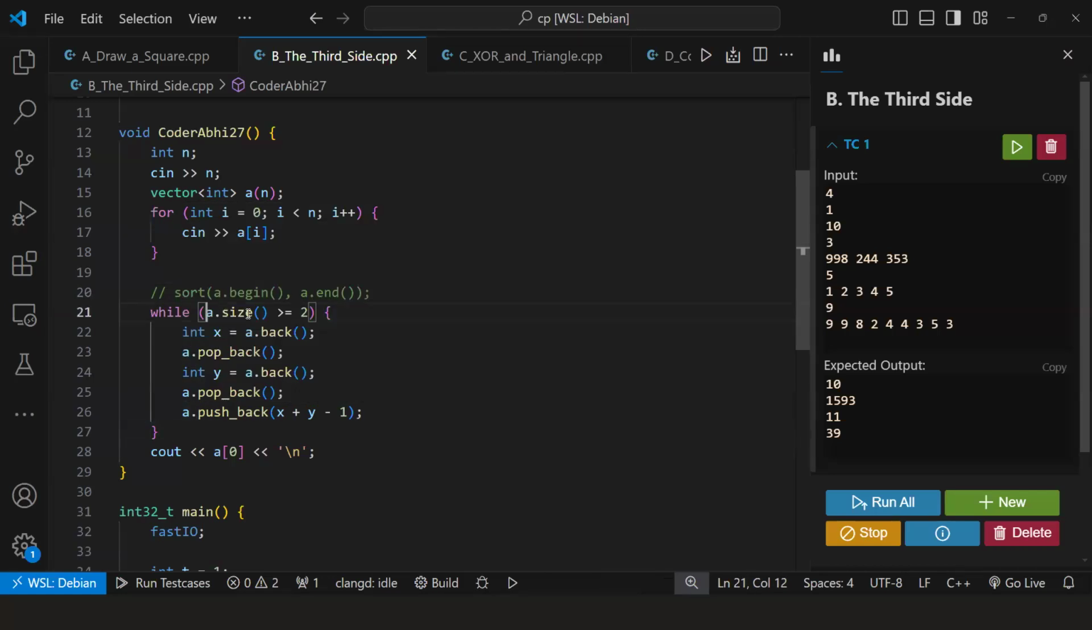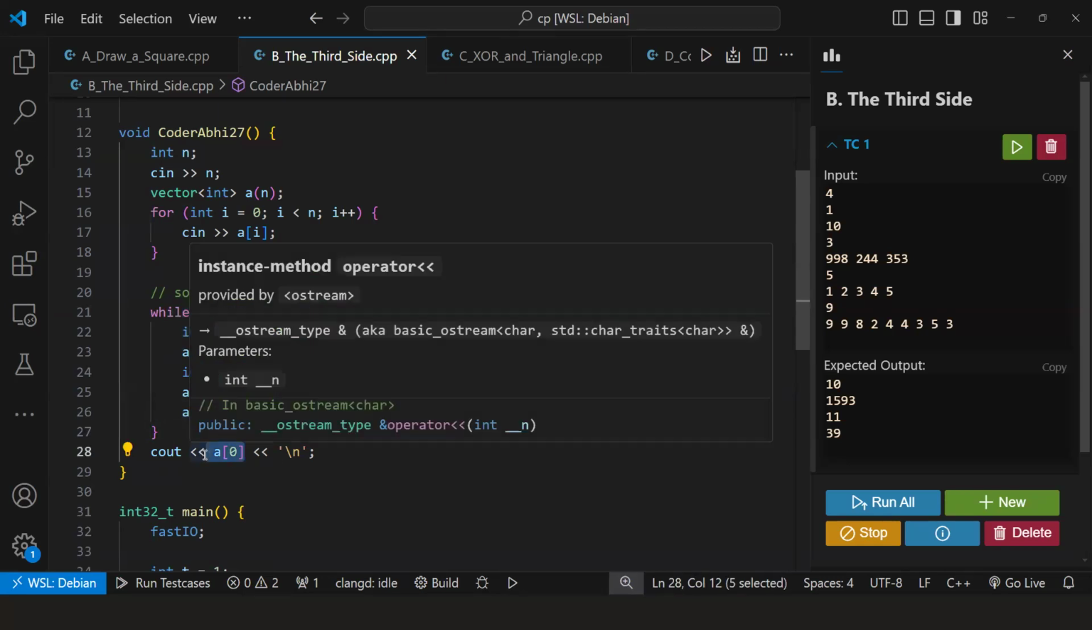And then what I did is, until the size of the array is more than 2, I took the last element, popped the array, took the second last element, popped the array, and pushed back x plus y minus 1. The sum of the two elements minus 1. So I just did it manually and printed the only element left in the array when the size became 1.